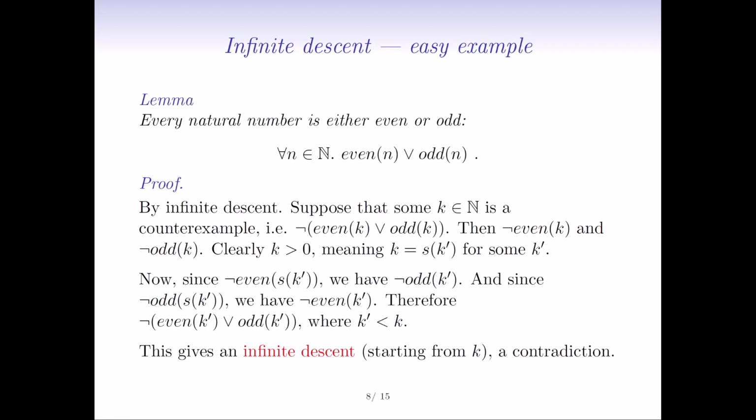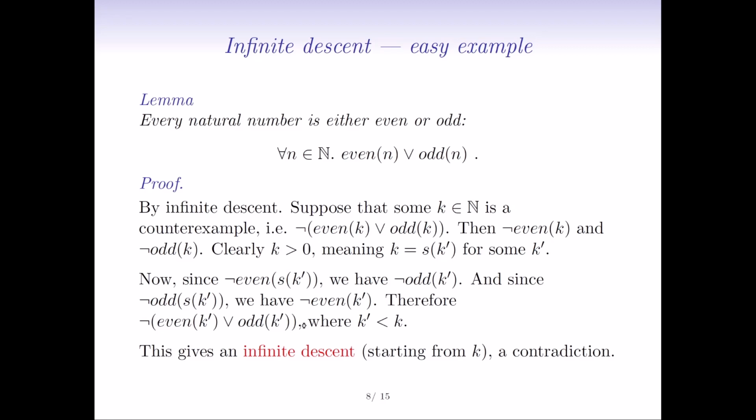And so we would end up building this infinite descending chain of counterexamples, again, k, k prime, k double prime, k triple prime. And we know that it is not possible to decrease a natural number infinitely often starting from k. That's a contradiction, and so our original assumption of the counterexample must be incorrect after all. So k cannot be a counterexample, meaning that all natural numbers are either even or odd.